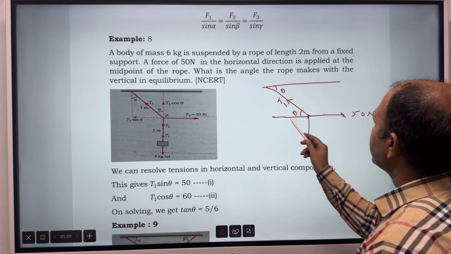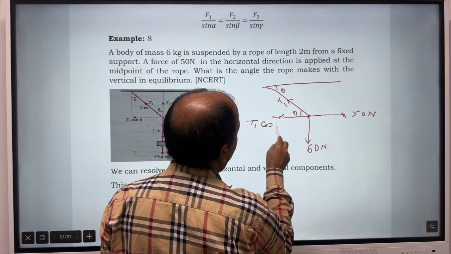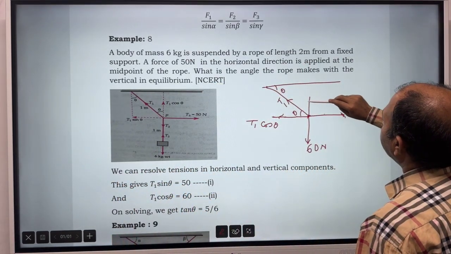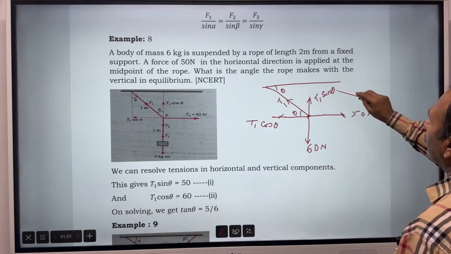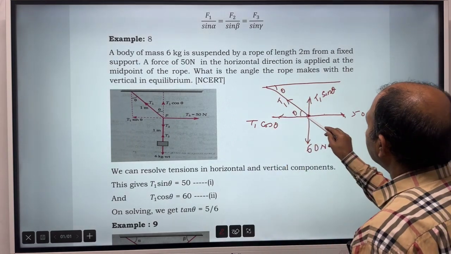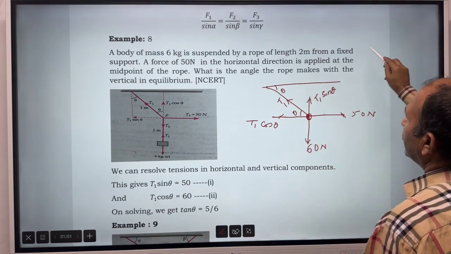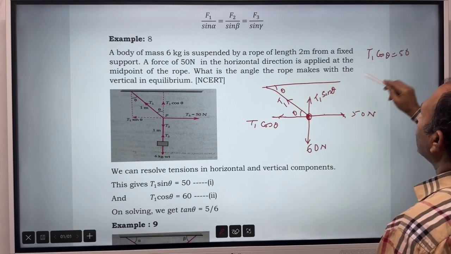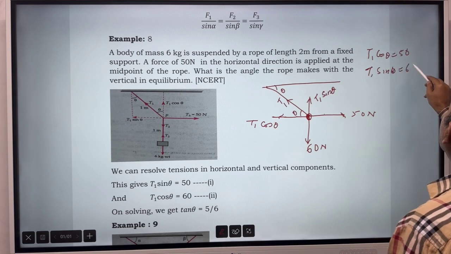So we can take its components. One component will be in this direction, so it will be T1 cos theta. Another component will be in this direction, that will be T1 sin theta. Now, in our question, we have to find out what is theta. So if this point is in equilibrium, then we can say that this force T1 cos theta must be equal to 50 and T1 sin theta must be equal to 60.